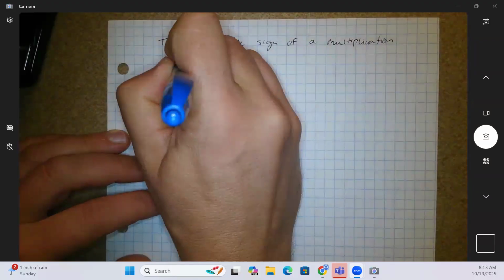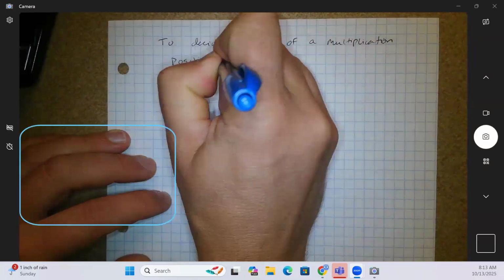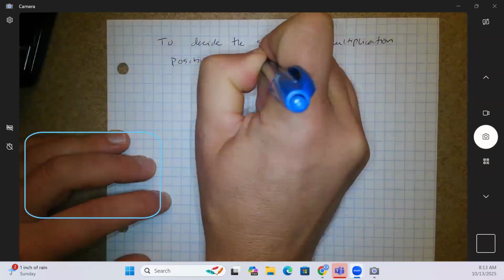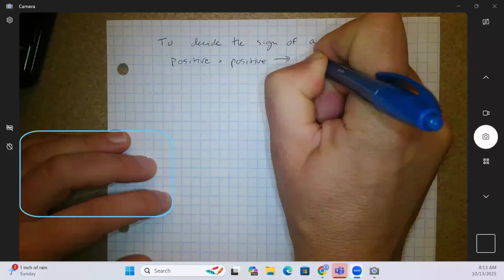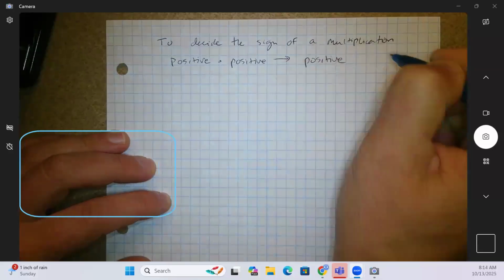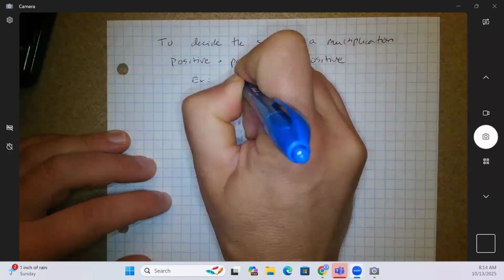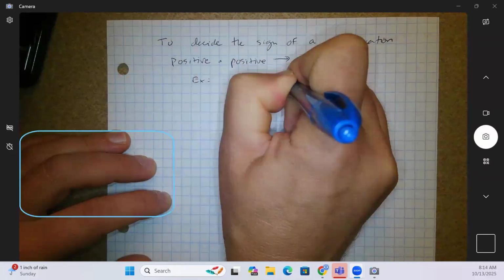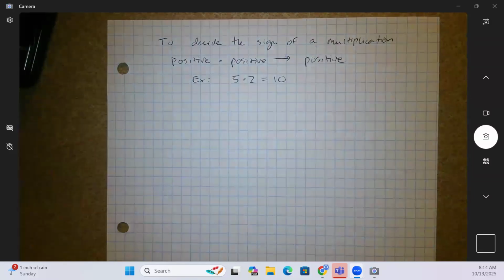Positive times a positive will always give you a positive. Example, 5 times 2 gives me +10. And I could think of that as the rectangle approach or the number line approach.